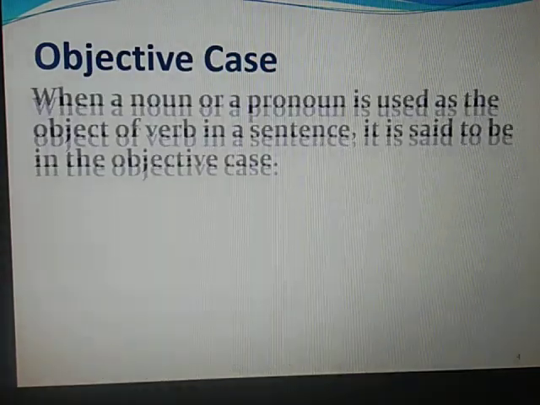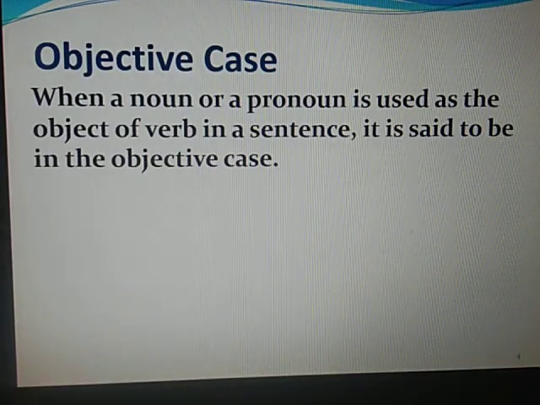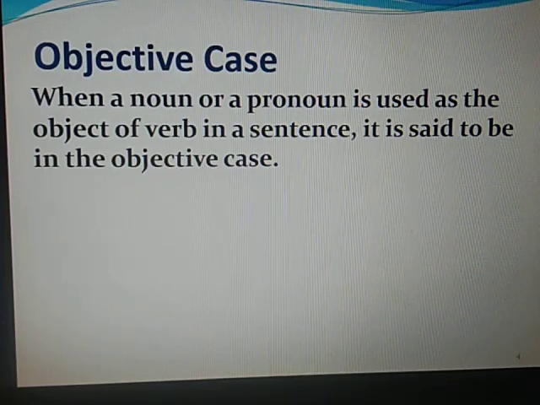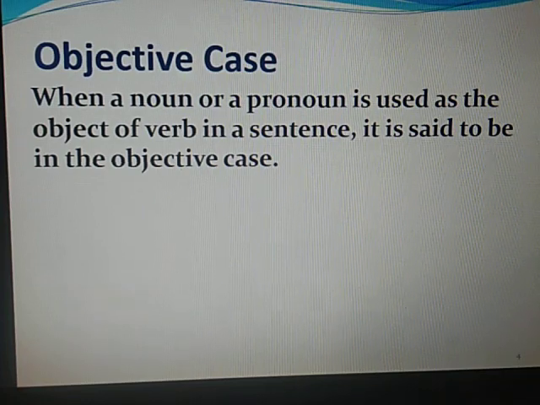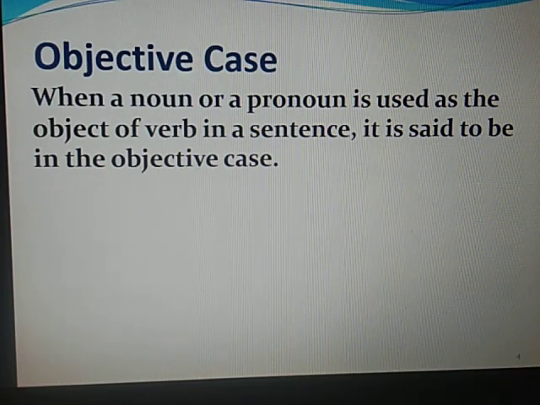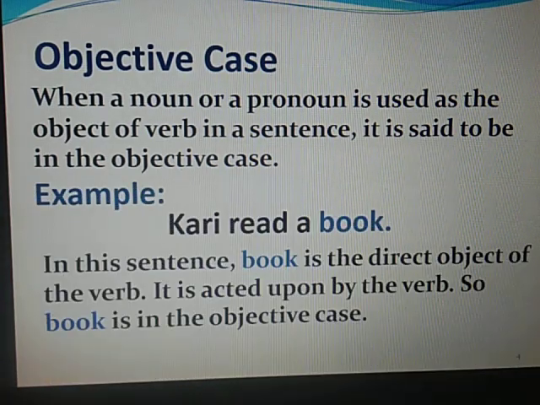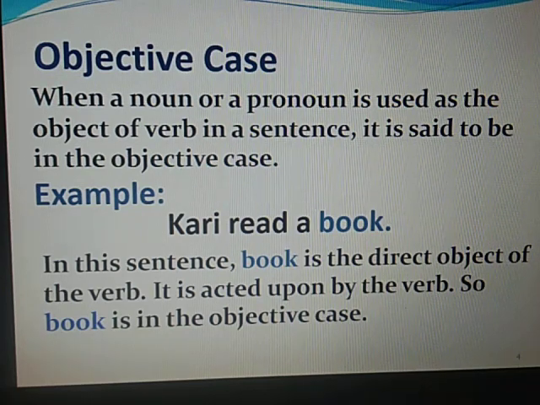What is an objective case? When a noun or a pronoun is used as the object of a verb in a sentence, that means when we find a noun or a pronoun which is following the verb, it is said to be in the objective case. For example, Kari read a book.